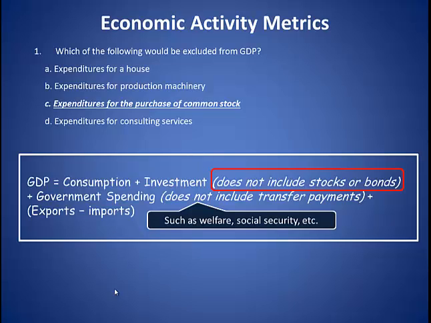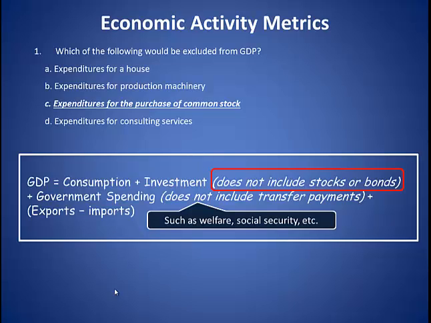In this case, the answer would be the expenditures for the purchase of common stock. Remember the formula: GDP equals consumption plus investment. However, investment does not include expenditures for stocks or bonds, plus government spending, but government spending does not include transfer payments such as welfare or Social Security, plus exports minus imports.